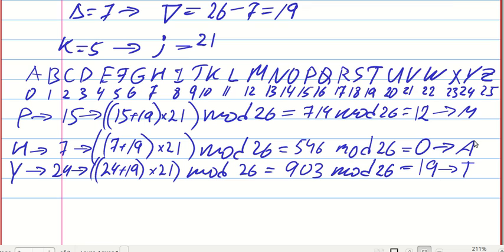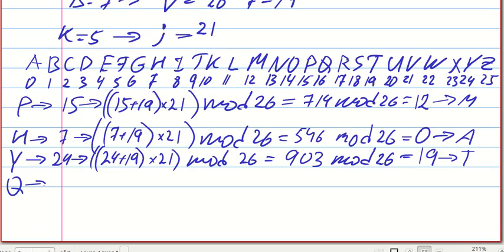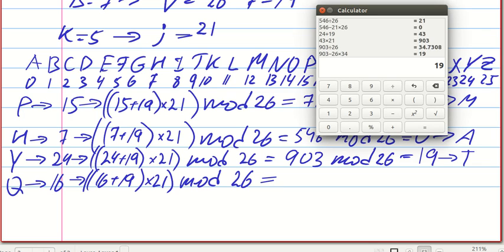Oh, so far we're doing well. The last letter was Q, if I remember correctly. Let's look. Q. So Q is 16. 16 plus 19 times 21 mod 26. Let's do this out.